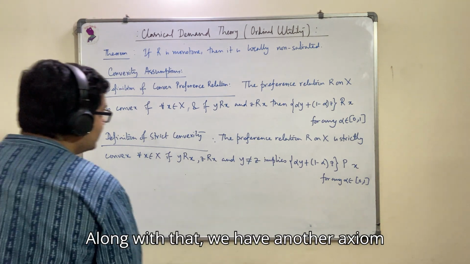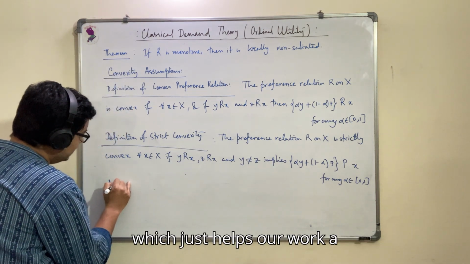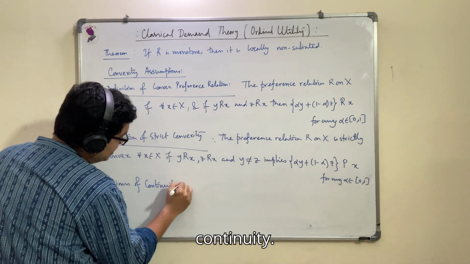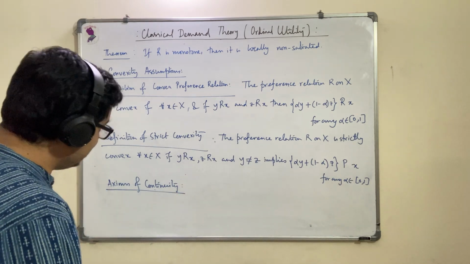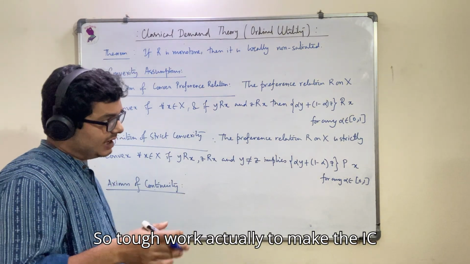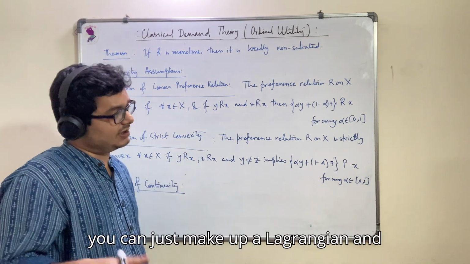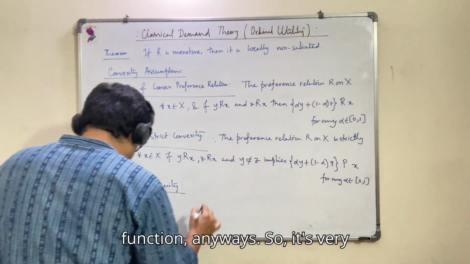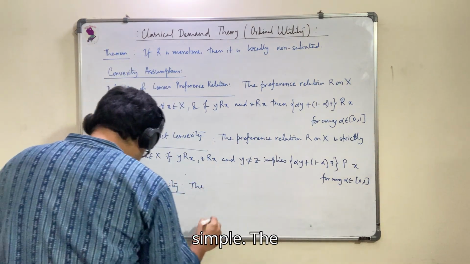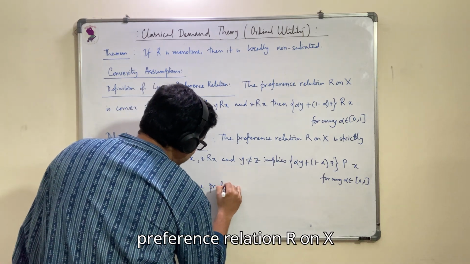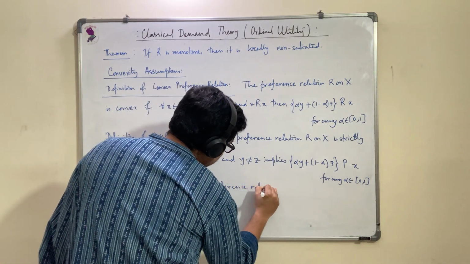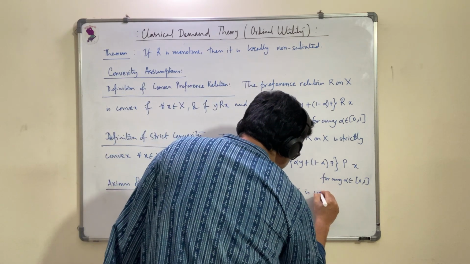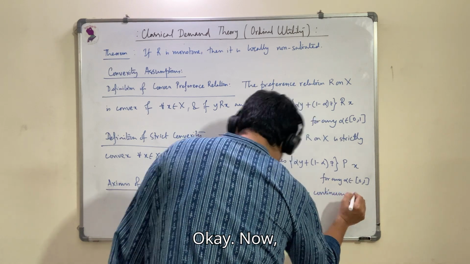Alright. Along with that, we have another axiom which just helps our work a lot, the axiom of continuity. It's tough work actually to make the IC convex to the origin and continuous so that you can just make up a Lagrangian, differentiate and get the demand function. Anyways, it's pretty simple. The preference relation R on X is continuous.